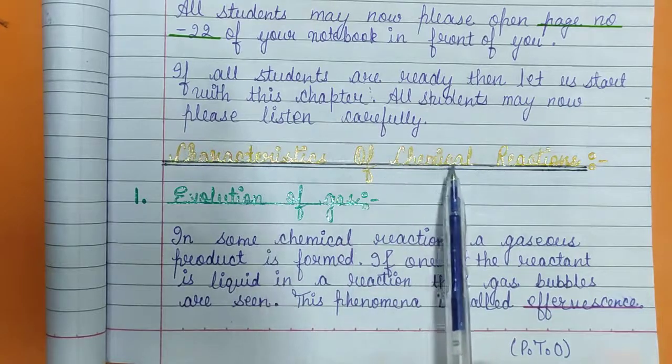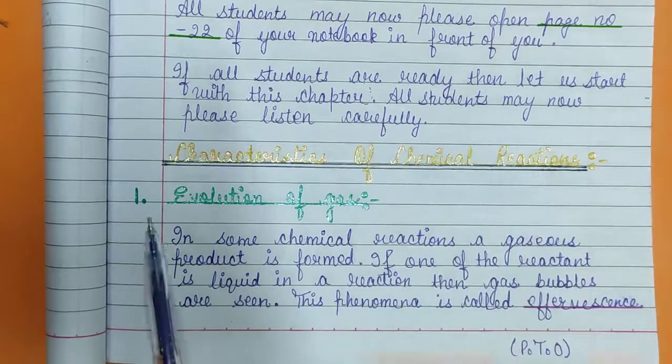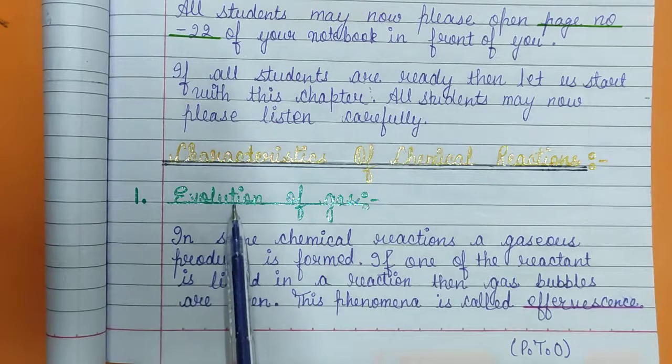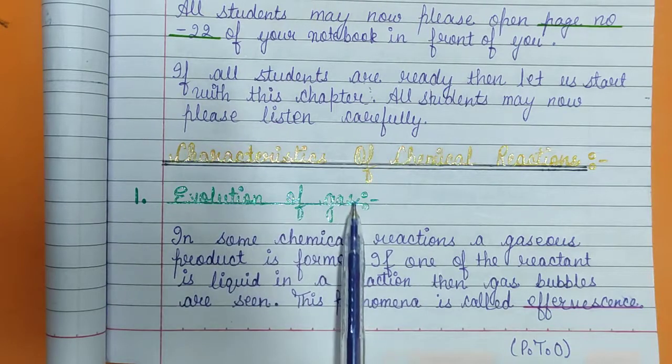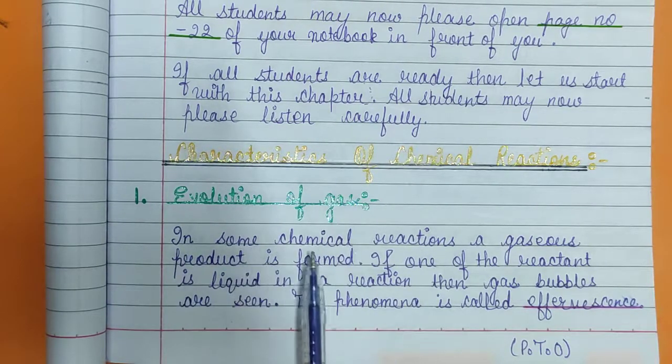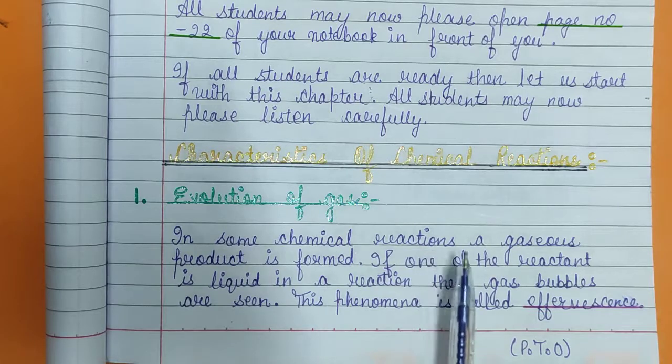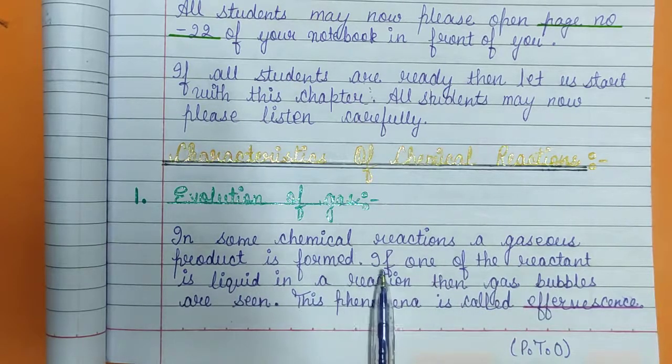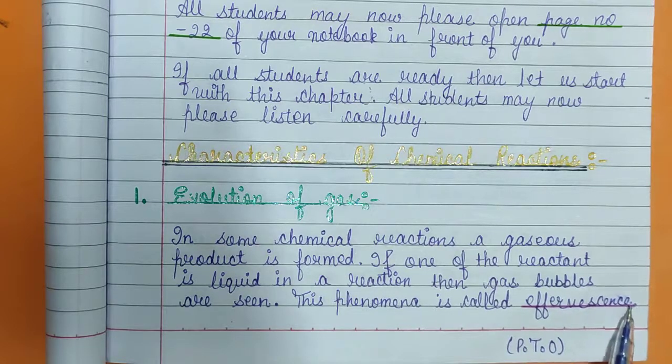Characteristics of chemical reactions. Number 1 is evolution of gas. Students, in some chemical reactions, a gaseous product is formed. If one of the reactants is liquid in a reaction, then gas bubbles are seen. This phenomenon is called effervescence.